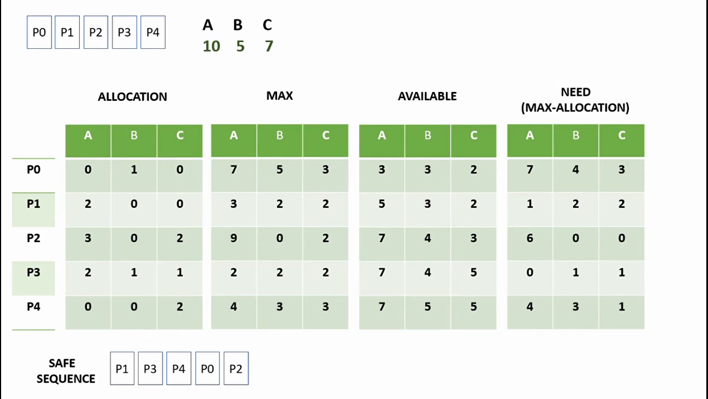Solution is correct, and we have the correct safe sequence. So our safe sequence is P1, P3, P4, P0 and P2. So our system is in safe state. Now it is not necessary to have the same safe sequence. There can be more safe sequences, but it is one of them.